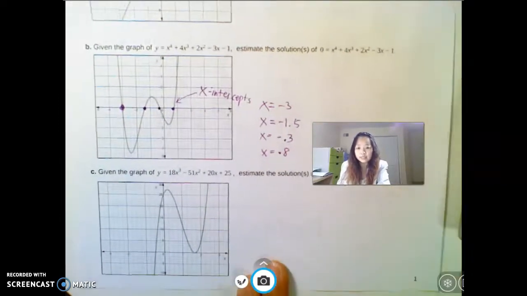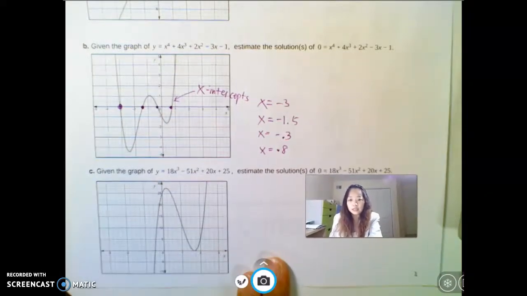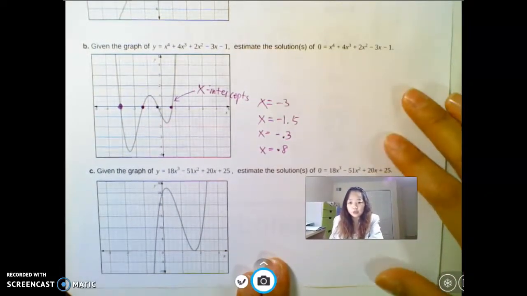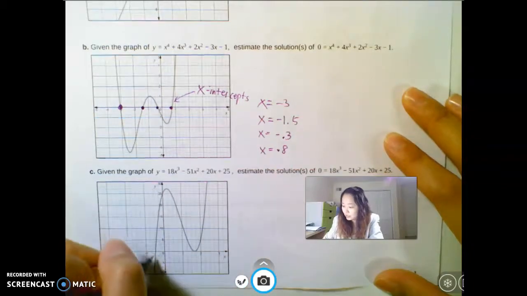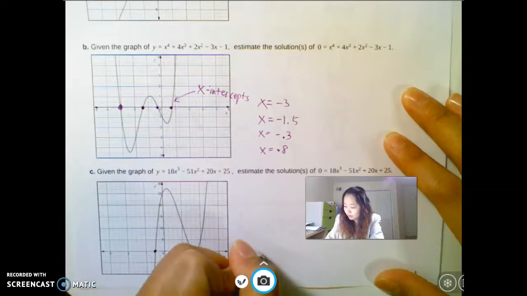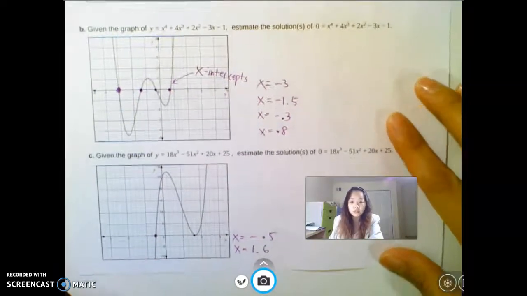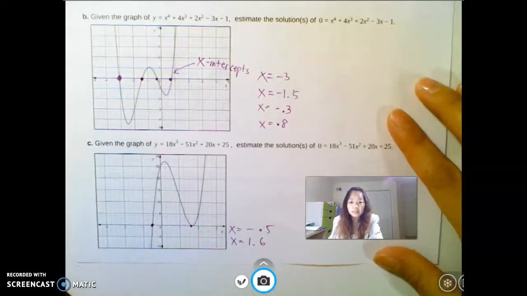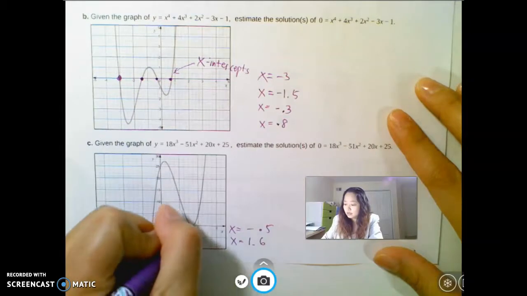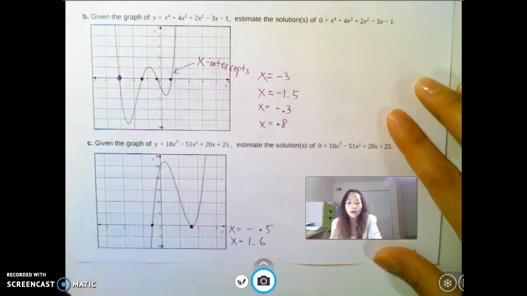All right, C. What is the x-intercept here? How many do you see? Do you see 2? I see 2. I see one right there at about -0.5. And I see one right there between 1 and 2, closer to 2, so maybe 1.6. I mean, we're just estimating anyway. So that's it. We just found the x-intercepts, and that they are the solutions in a polynomial graph.